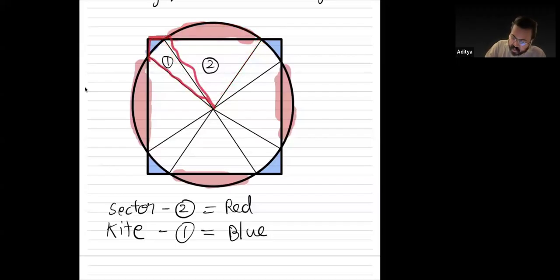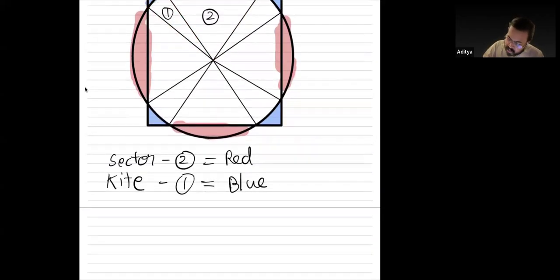From this kite region, I'm removing another sector region, region 1. Okay, this is not a triangle, this is an arc. So this will be a sector which I'm removing. Now I'll equate red and blue regions. So what I end up getting is sector minus region 2 is equal to kite minus region 1.